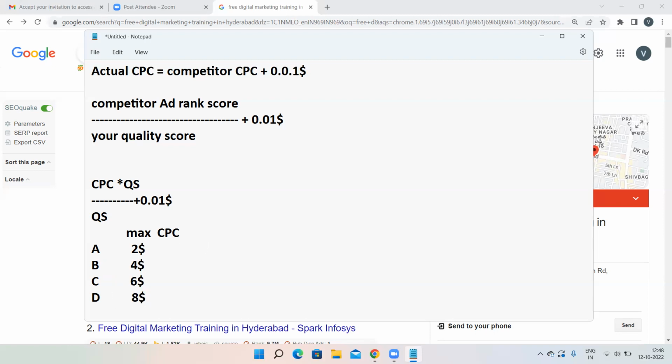Then let us assume the quality score of A, B, C, D. So the max CPC is less, but we can still think their ad relevance and everything is good. So I'm assuming A's quality score is 10. Then B's quality score is 4. Then C's quality score is 2. And D's quality score is around 1. Just random numbers I have taken. Then quickly calculate the ad rank score and tell me, guys. 20, ma'am.